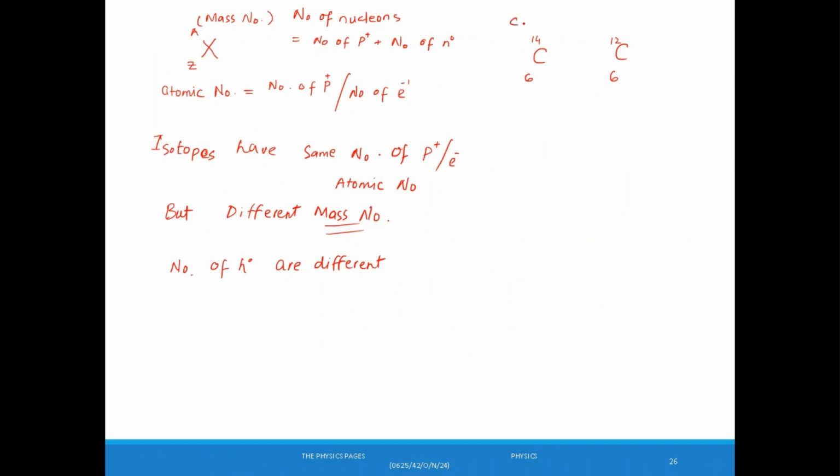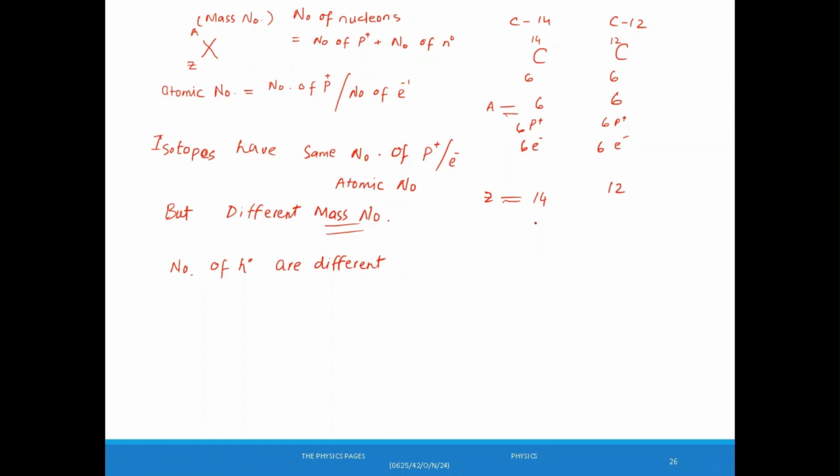This is carbon 14 and this is carbon 12. Here I would like to mention that the atomic number is 6 for carbon 14 and 6 for carbon 12. It means that it has 6 protons and 6 electrons, and carbon 12 also has 6 protons and 6 electrons, but the mass number is 14 for carbon 14 and 12 for carbon 12.